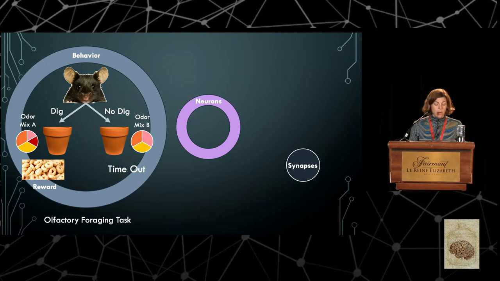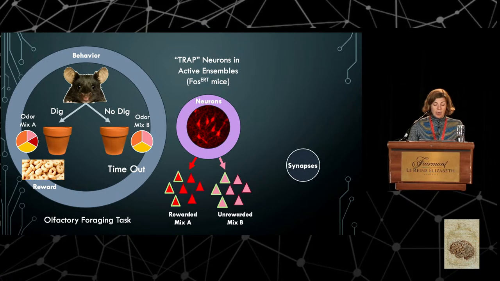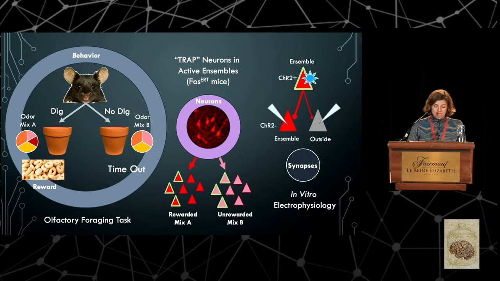Once the animals become expert at this task, we use targeted recombination in active populations, or TRAP, to label the neurons that were active while the animals were performing this task. We label two assemblies: a rewarded assembly and an unrewarded assembly. By nature of this experiment, we have to do this in separate mice. This enables us to label and also express channelrhodopsin in this population of neurons. We can then take these neurons out of the brain, put them in a dish, and actually record the synapses.